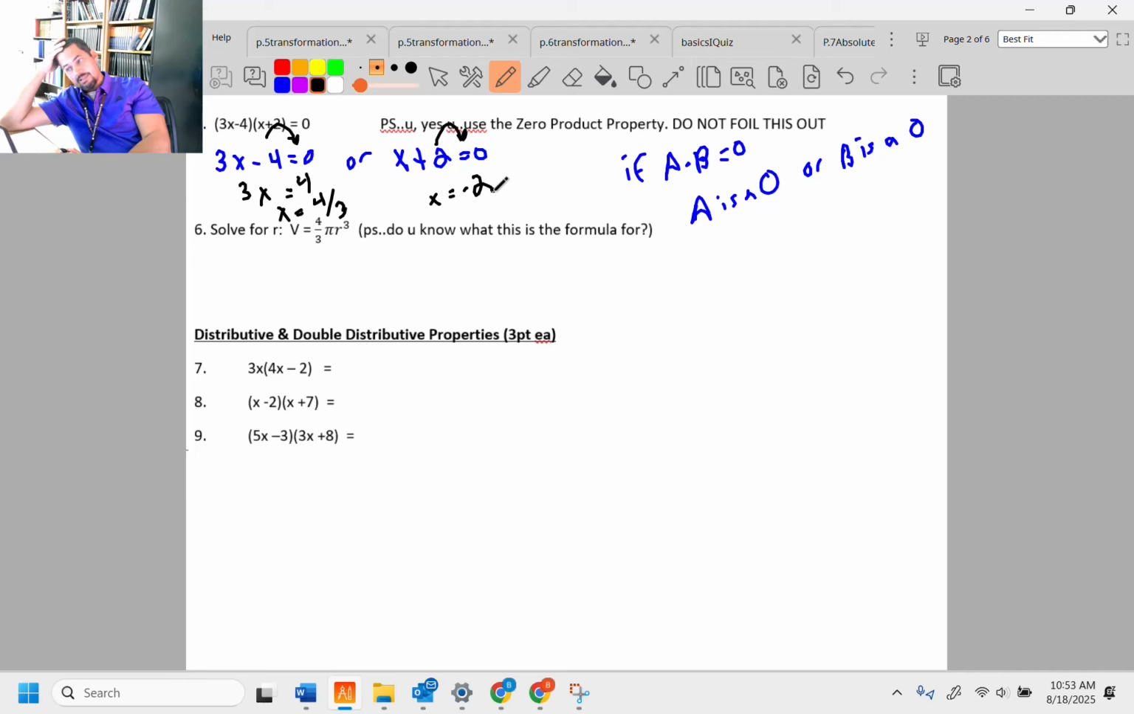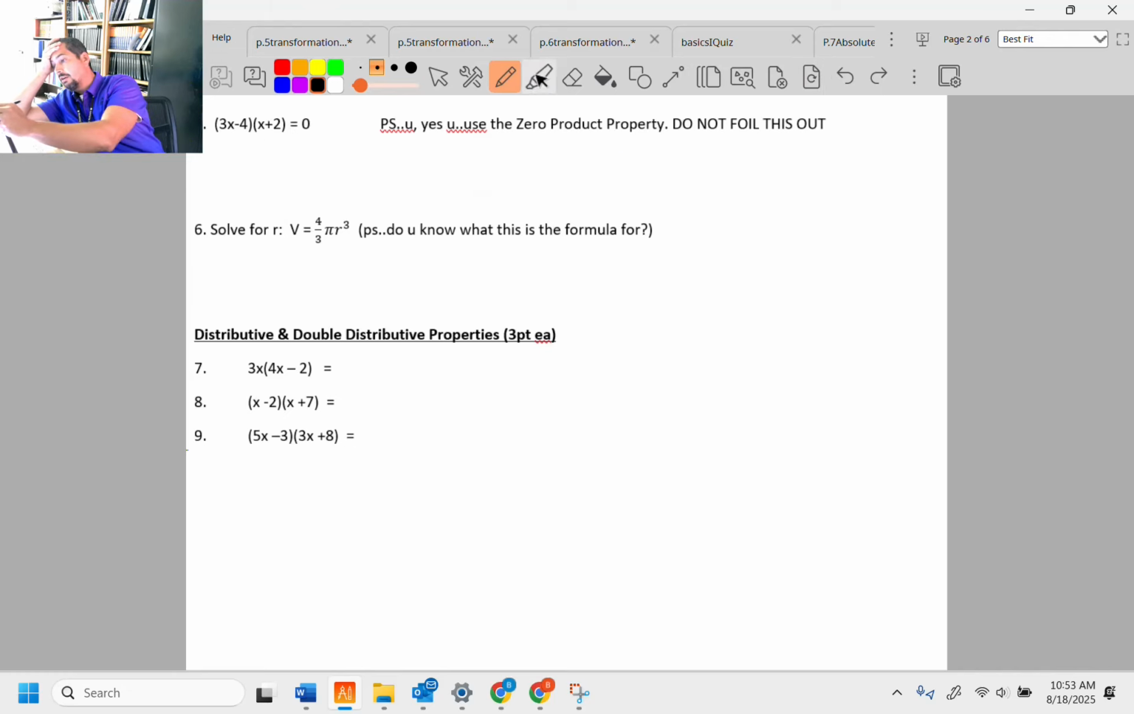Number 6. 6 is a skill that only about 25% of students in the entire state of Tennessee can get right. It's solving for a variable. It may be a form that you're not familiar with. Now, by the way, this is the formula for volume of a sphere. That's the formula for volume of a sphere. And we're supposed to isolate R.